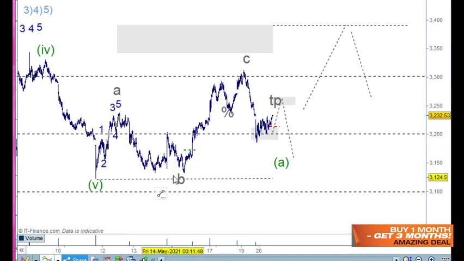But we do have 3 waves here, which I have labeled on the other one with wave A here for that. I'll just label them the same so we're on the same page.